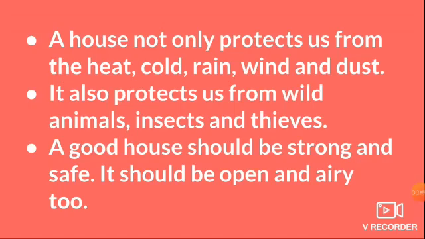So, a house not only protects us from the heat, cold, rain, wind, and dust, but it also protects us from wild animals, insects, and thieves. We all know that we live within the boundaries of the walls of the house. So the heat, cold, rain, wind, and dust cannot enter our house, and wild animals, insects, and thieves also cannot enter the house. And a good house should be strong and safe, and it should be open and airy too.